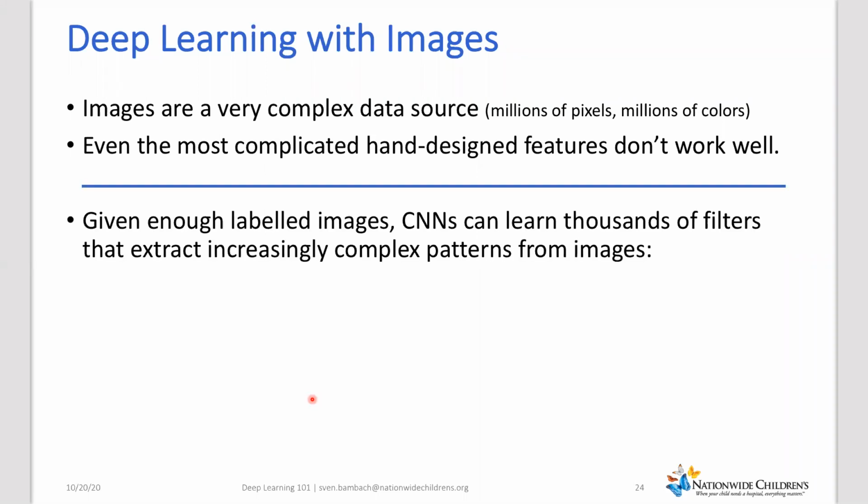However, with deep learning, you can take advantage of the fact that if you have enough labeled images, let's say you have 1 million images labeled as cats and 1 million images labeled as dogs, and you train a neural network, and I call this a CNN here, a convolutional neural network, a specific type of neural network. You train it long enough and you build your network right. What the network actually does is learn thousands of filters that can extract increasingly complex patterns from the image.